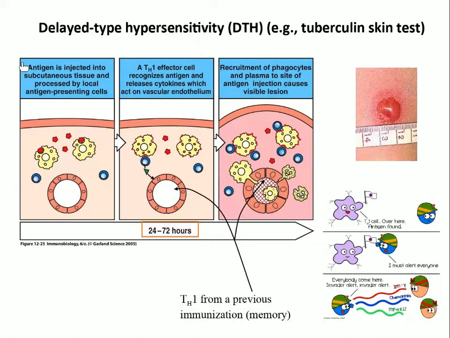Into the mechanism I said. So antigen is injected to subcutaneous tissue and processed by local antigen presenting cells. We have cells. The antigen presenting cells are all over our tissue. There is in the brain, in the liver, in the lung, and in each place they have different names. In the skin, if you remember, it's called Langerhans cells. Antigen presenting cells in the skin are called Langerhans.